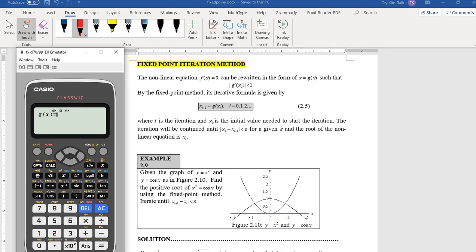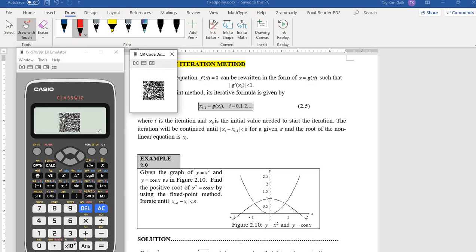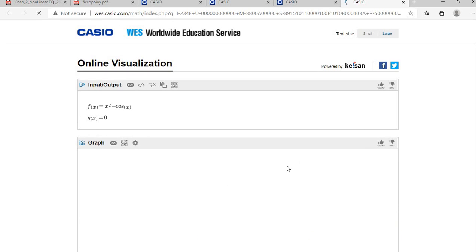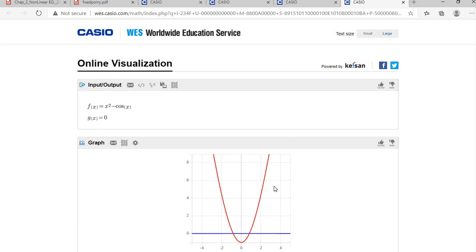I just want one graph, so I put g(x) equal to 0. Then again, you have to scan whether you can plot it. If you want to get any graph, you may go to the table mode and put the range for the graph that you want. The second function I put is 0, so it's a yellow, blue color. So this is a graph of x squared minus cos x.